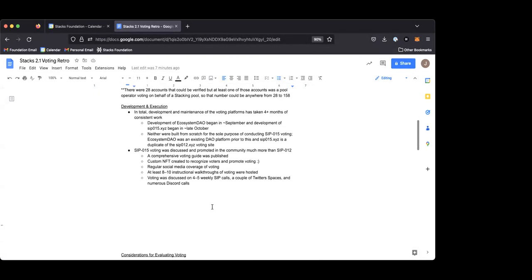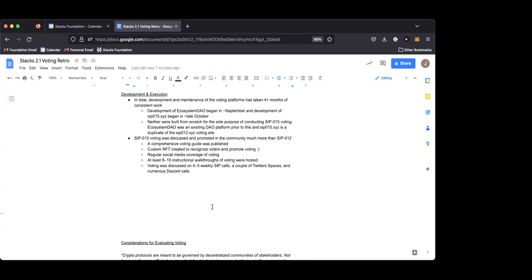And just some background for those who weren't really part of the development and execution process. In total, development and maintenance of these voting platforms took about 4 months of work. I remember us starting to talk about it in September, but it's been 4+ months of very consistent work, checking in with each other every day. Shout out to Jude and Hero, of course, but also to Mike and Jason for their hard work on maintaining the platforms. Thank you guys so much.